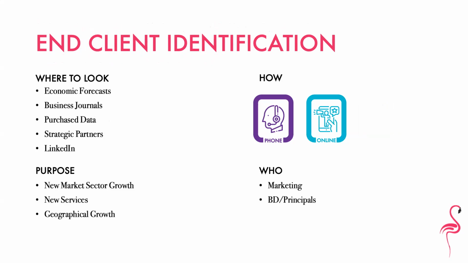So economic forecasts, business journals, purchase data, strategic partners, and LinkedIn. We all know when you're on LinkedIn, in the bottom right-hand corner, when you're on a person, it suggests people like them. Sometimes it hits the nail on the head, sometimes it doesn't. And it's always helpful to take a look at those. It does the same thing with companies. So you can go to one of your clients and say, great, I want to see who it suggests that I go look at right over here, among other wonderful LinkedIn tools.